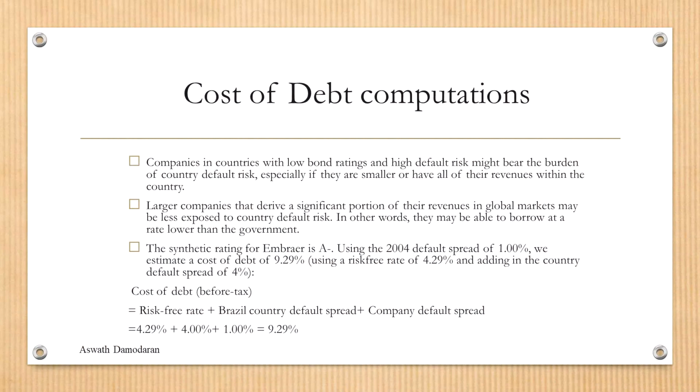For foreign companies, you start with the risk-free rate, then you add the country default spread and the company default spread. In this case, for the Brazilian company, the risk-free rate is 4.29%. The country default spread is 4%, and the company default spread is 1%. You add the 3 components together to get the estimated cost of debt of this foreign stock.